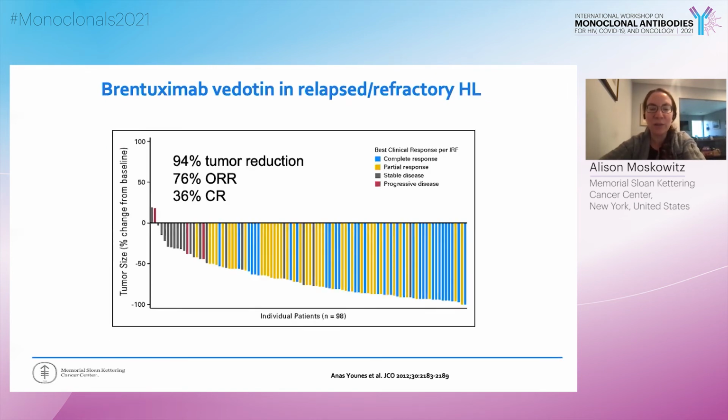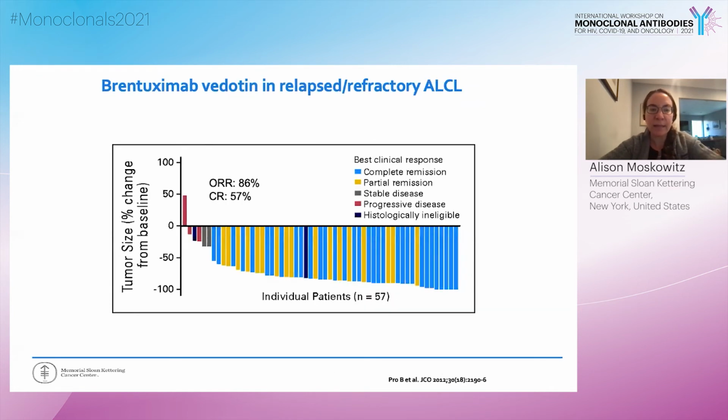So similar to what we saw with the drugs that target PD-1, Brentuximab is highly active in Hodgkin lymphoma. This is the result from one of the original phase 2 studies looking at relapsed and refractory disease, where 76% of the patients had responses. And likewise, Brentuximab is highly active in relapsed refractory anaplastic large cell lymphoma, with even more patients having responses in this disease. And in both of these diseases, Brentuximab is now FDA approved to be incorporated into the frontline treatment in combination with chemotherapy.